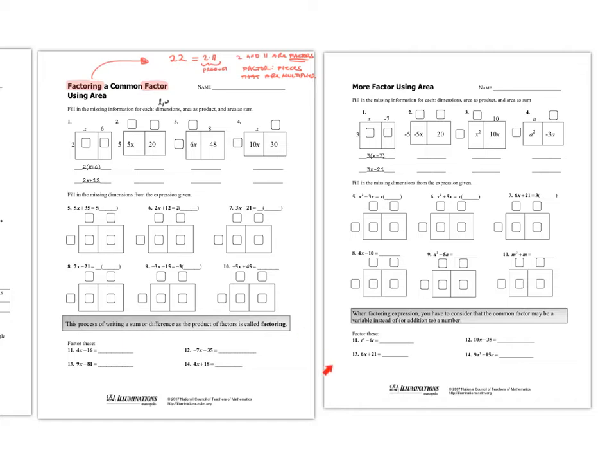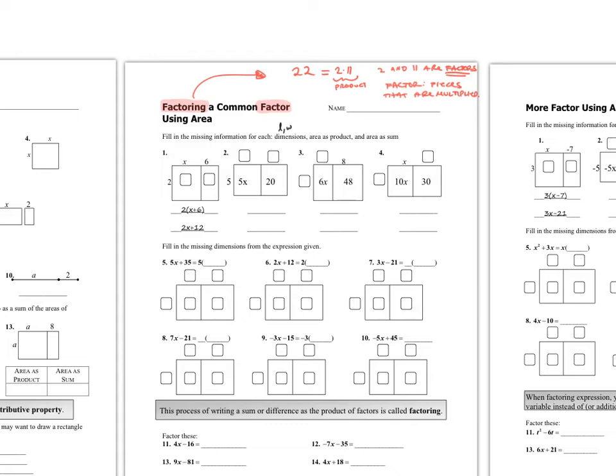And you do not have to print these, because you never have to print anything for distance learning for us. You can write down all your answers on paper. You don't even have to copy everything down. So I'm going to hop to it. We're going to factor a common factor with a picture, an area model.